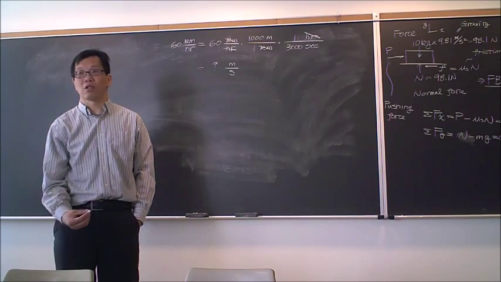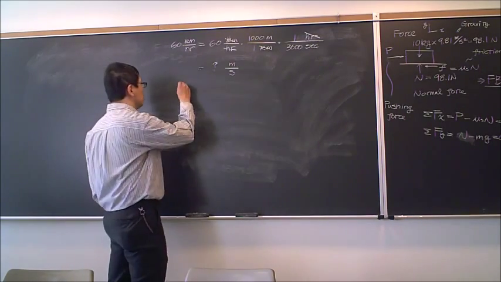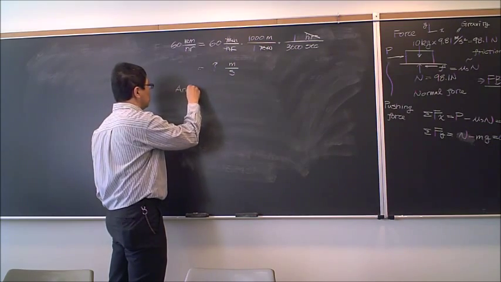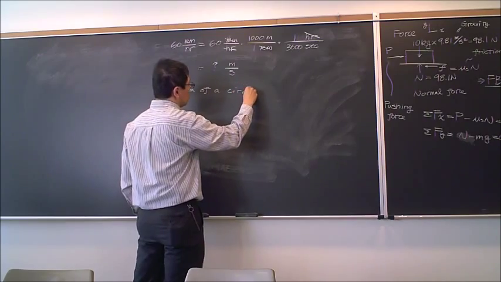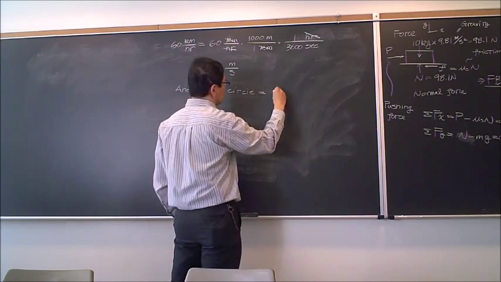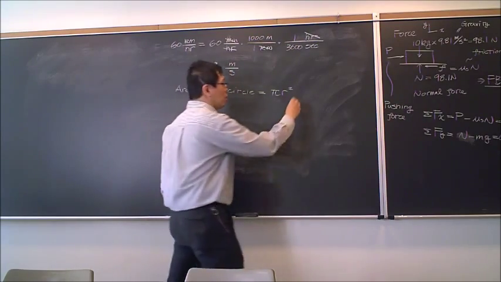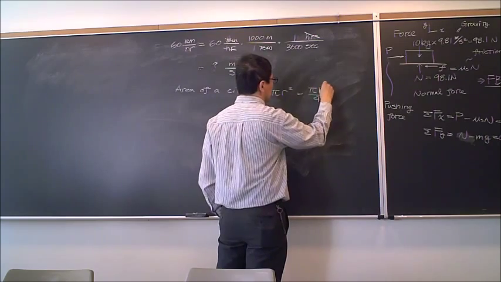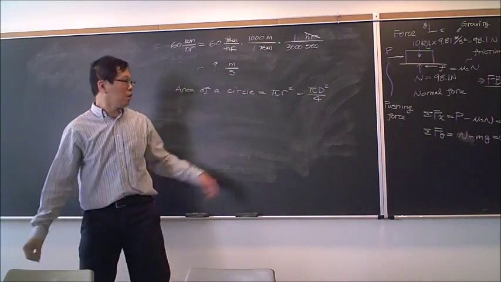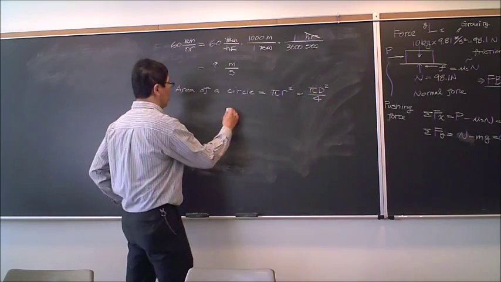Other than that, there are some basic things you guys still need to know. One is area of circle. That is going to be pi r squared. Or it's going to be pi d squared over 4. This is radius. This is diameter. Area of triangle.